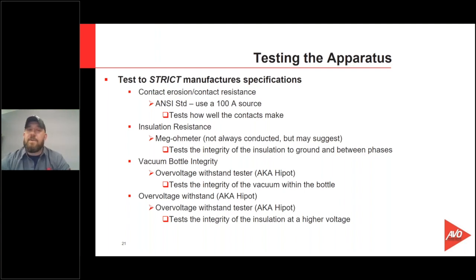Now, this test right here I want to talk directly about, and I want to say that it's critical for you to follow your manufacturer's specifications. Your manufacturer specifications are going to talk directly about an AC test more often than a DC test. I know the haters out there are already throwing bricks at me, but either way, 9 times out of 10, your manufacturer specs are going to tell you that a vacuum bottle integrity test needs to be done with an AC tester.